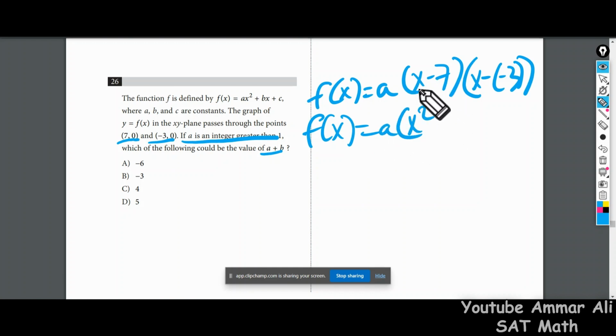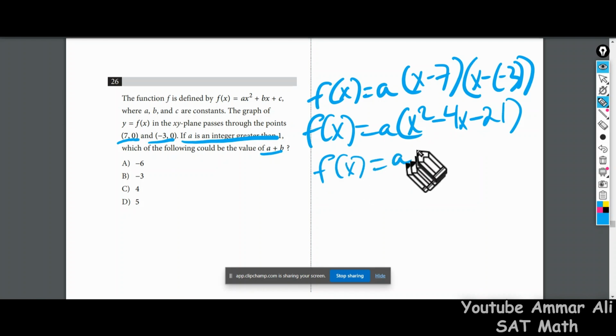we will have a 3x minus 7x, so that's going to be minus 4x, and then minus 7 times plus 3, that's going to be a minus 21. We don't really care about the c term anyways. And now we're going to distribute the a, so we can make our lives a little bit easier. So then we have ax squared minus 4ax minus 21a.